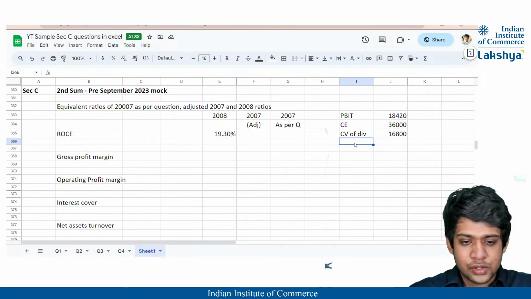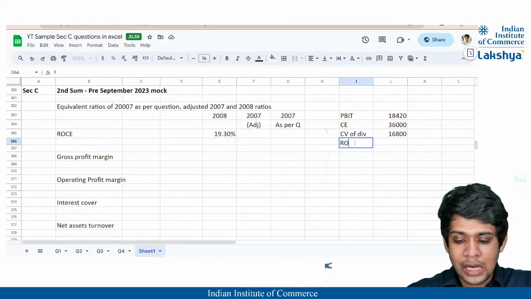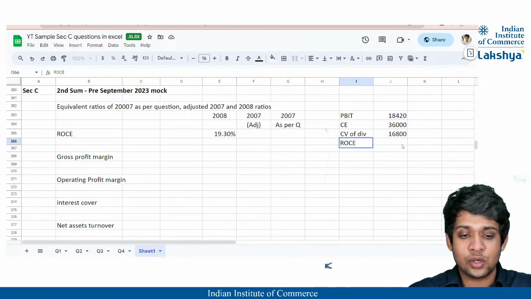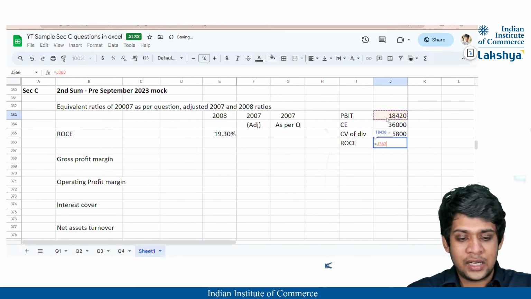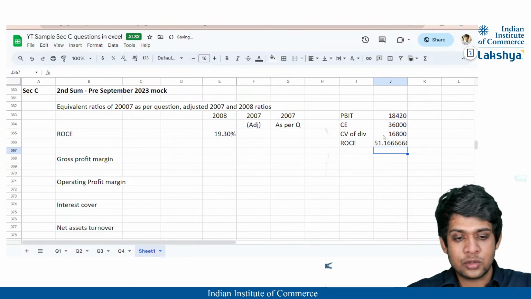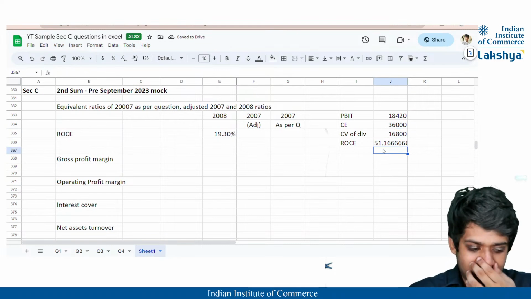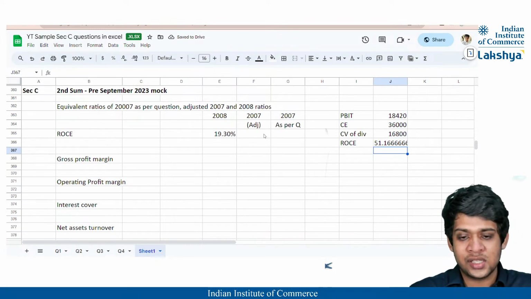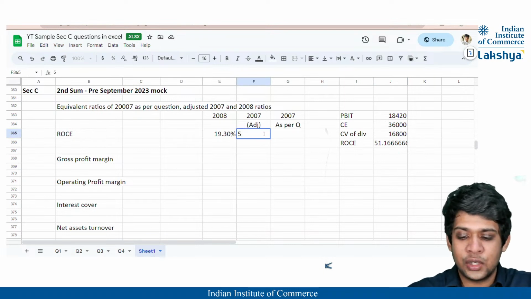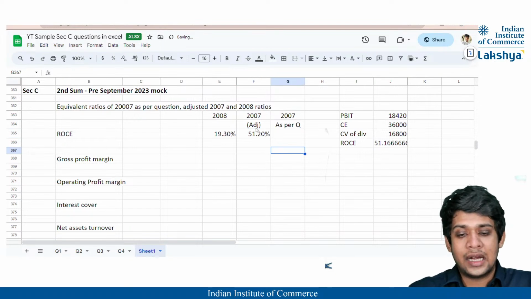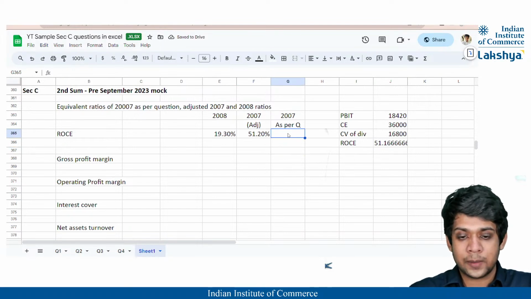Correct? So here my ROCE is thus going to be nothing but 18,420 divided by 36,000 into 100, which will give me 51.1%, 51.16 something. So I'll take it as 51.2%.